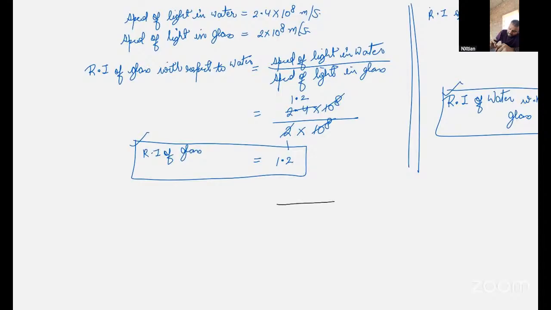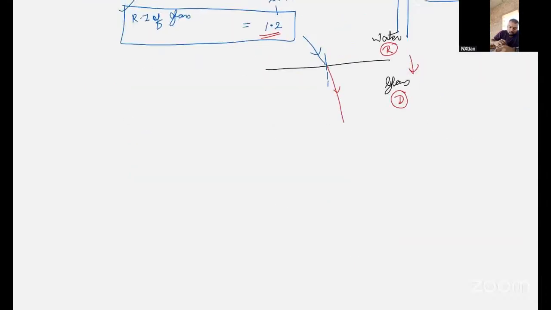If I make a diagram, the above part was water and this part is glass. Light is coming from water and it is going into the glass. So in this case, the light is coming from the rarer medium to the denser medium. Did you understand, guys? And the refractive index I got as 1.2. So from this we can conclude two things.